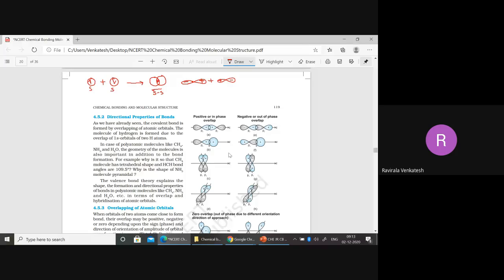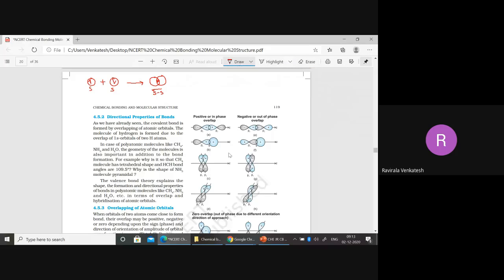So when they overlap, the same signs will overlap here. It is not charge, it is not at all charge. It is a sign only. Same signs will overlap. Now why is it the same sign? You will get one doubt here, so I will explain this by taking an example.